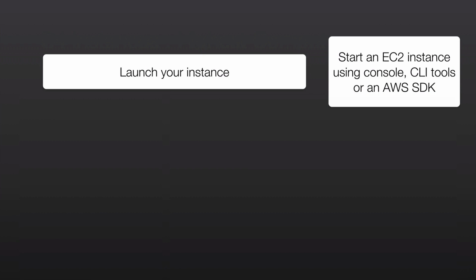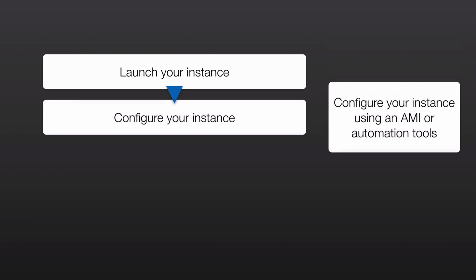So next we're going to move on and talk quickly about the life cycle of an instance. When starting an EC2 instance, you have a variety of different options that you can use to launch an instance: the console, CLI tools, or AWS SDKs. And we're going to cover these in more detail later in the session. You then configure your instance using either an AMI, an Amazon Machine Image, which is the baseline from which your image will be created, or you can use automation tools, and again we're going to cover that in a little bit more detail later in today's session.